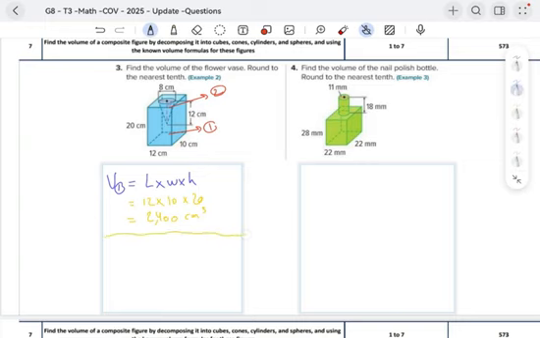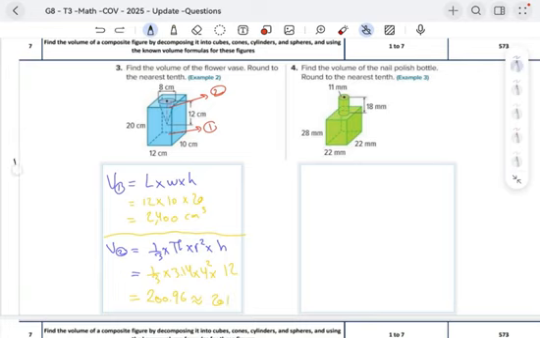Now let's find the volume for the cone. It's 1/3 pi times the radius squared times the height of the cone, and this equals 1/3 times 3.14. The radius is 4 squared, and the height of the cone is 12. The answer for this is 200.96, and if we round this to the nearest tenth, 201.